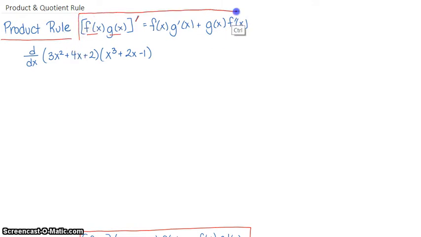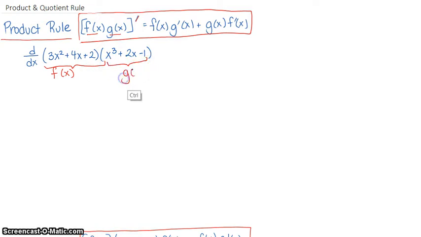So that is what we're going to be using to look at how to take the derivative of something like this. Now in this case here, there are two things being multiplied together. So we have our f of x right here, this little portion here, and our g of x is here. Now what we're going to need is the derivative of f of x, because we're going to use it here, and we're going to need to have the derivative of g of x, because we're going to need it here.